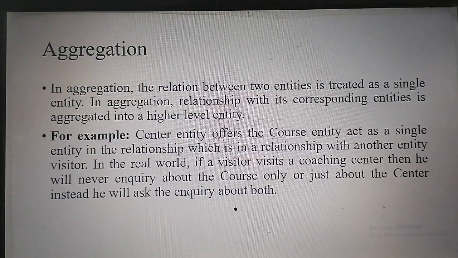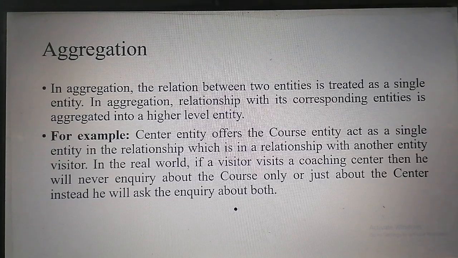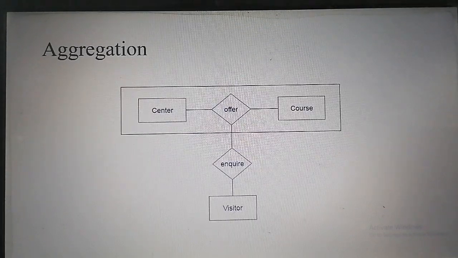Next is the concept of aggregation. Aggregation says that whenever an entity cannot participate in a relationship directly, then we need to use aggregation to represent the relationship. As you can see here, a visitor visits to inquire about a particular course of a particular center. So here the visitor is doing an inquiry for a particular course of a particular center, and we need to store this information in a table.